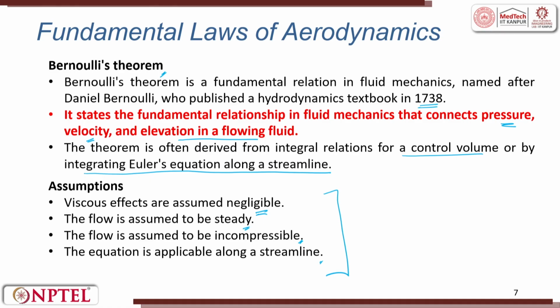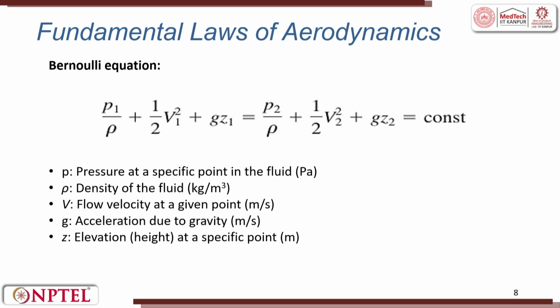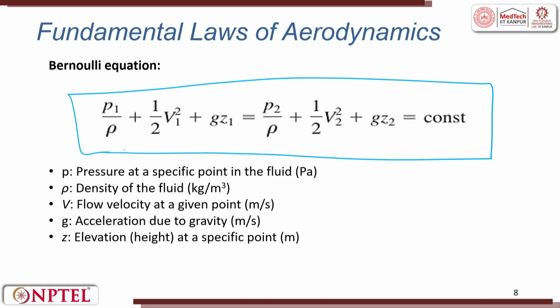In reality, today we are trying to ease out one or the other assumptions, and we are trying to solve the problem. So, Bernoulli's equation is represented in this way, where P is the pressure, rho is density, V is the flow velocity at any given point of time, g is the acceleration due to gravity, Z1 is the elevation height at a specific point, this is the initial point, this is a final point, and it is said to be a constant.